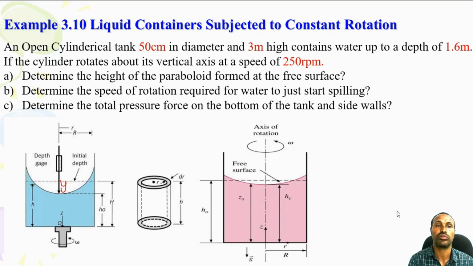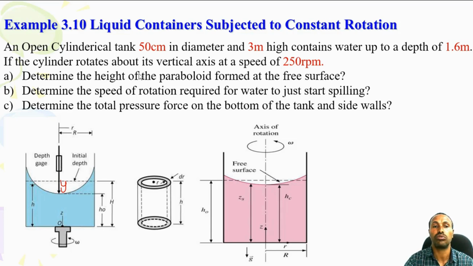Let's continue now to liquid containers subjected to constant rotation, which is fixed rotation. Let us see. An open cylindrical tank, 50 centimeter in diameter and 3 meter high, contains water up to a depth of 1.6 meter. So you have a 3 meter high cylindrical tank, but the container has fluid or water up to a depth of 1.6 meter.